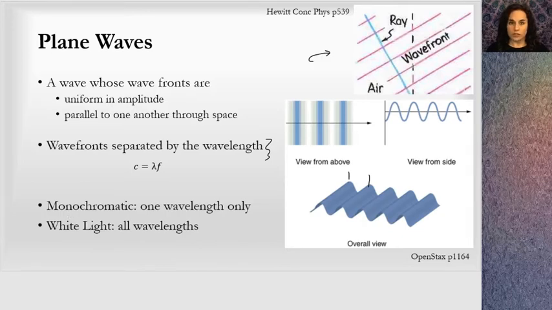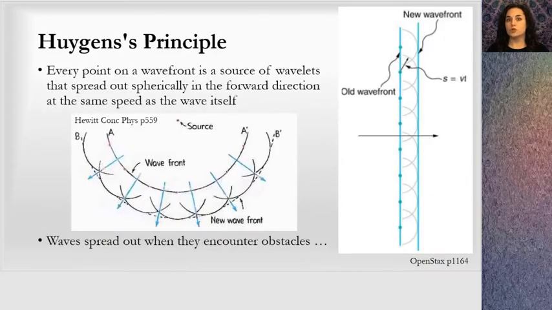So as we're letting these plane waves move through space, what we need to consider is how they were created. How do we get a plane wave? And what happens when they encounter obstacles? And so a fundamental principle as we're looking at waves, and this is true for all waves, not just light, is Huygens' principle, which says every point on a wavefront is a source of wavelets that spread out spherically in the forward motion at the same speed as the wave itself.